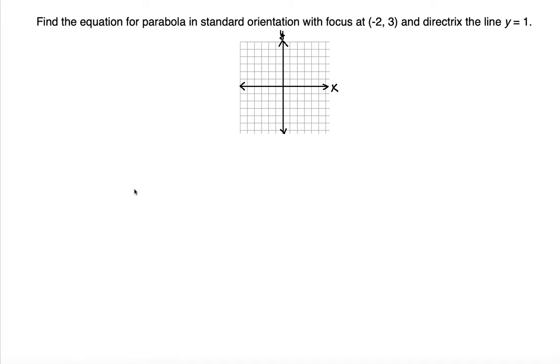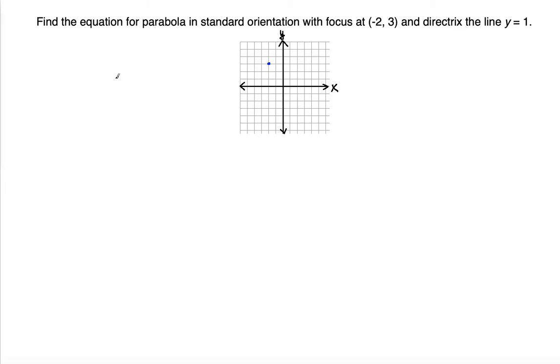Find the equation for the parabola in standard orientation with focus at (-2, 3) and the directrix line y equal to 1. So let's plot the focus and the directrix line and let's see what's what after that. So the focus is at (-2, 3), so 2 to the left from the origin and 3 up. So the focus is going to be right here.